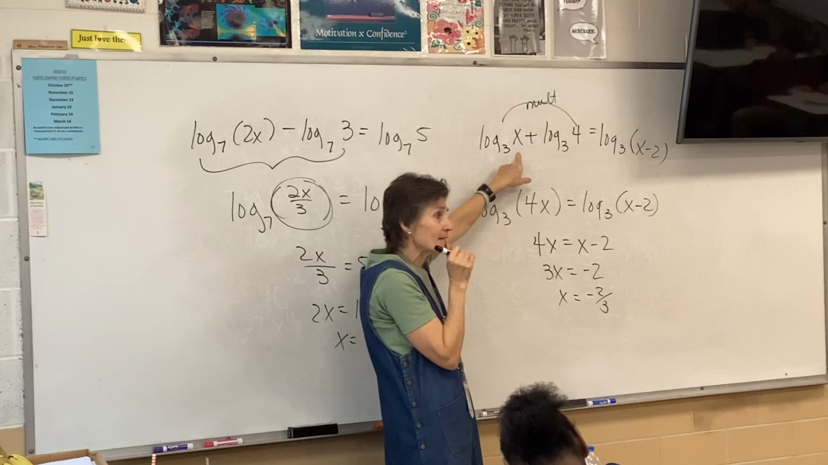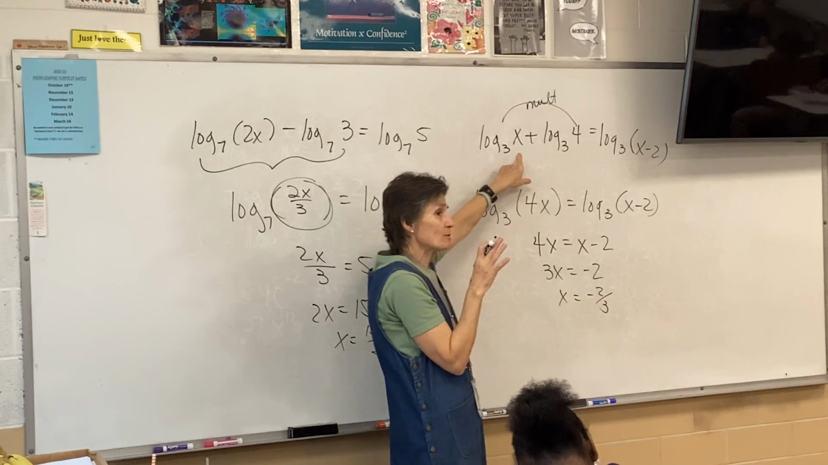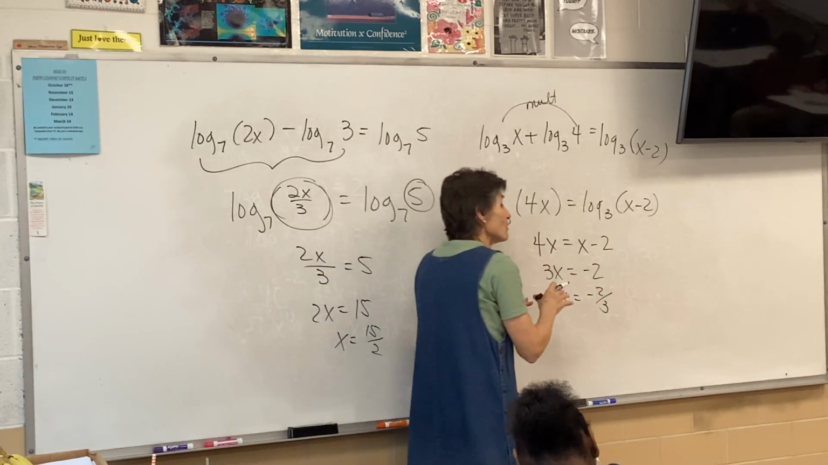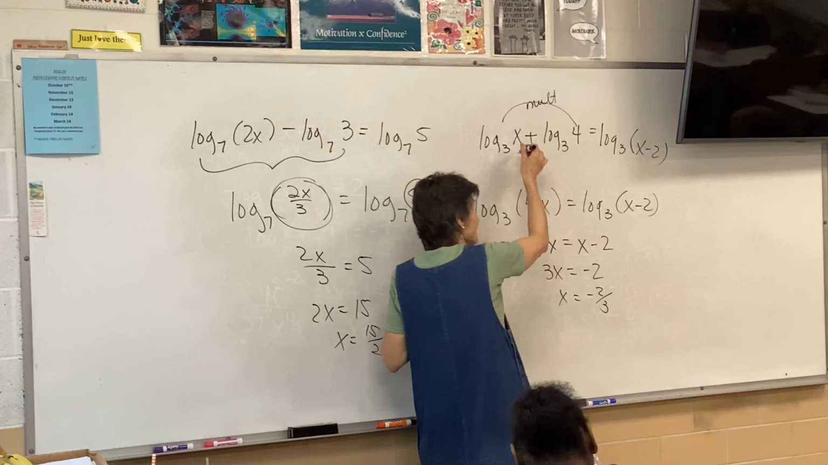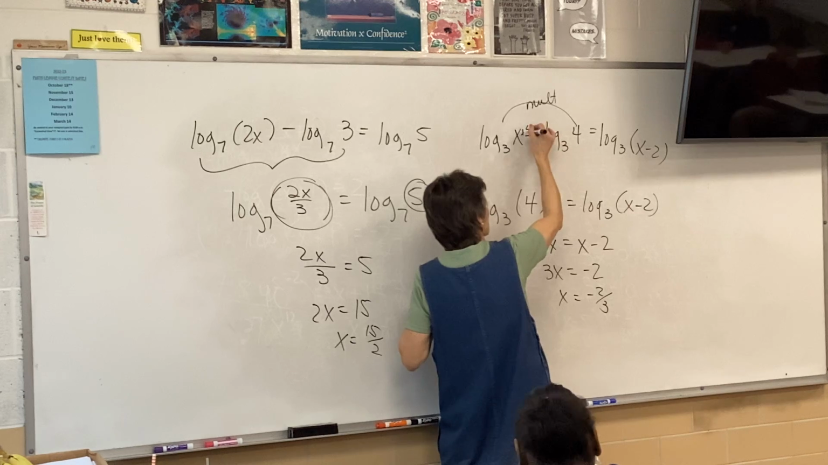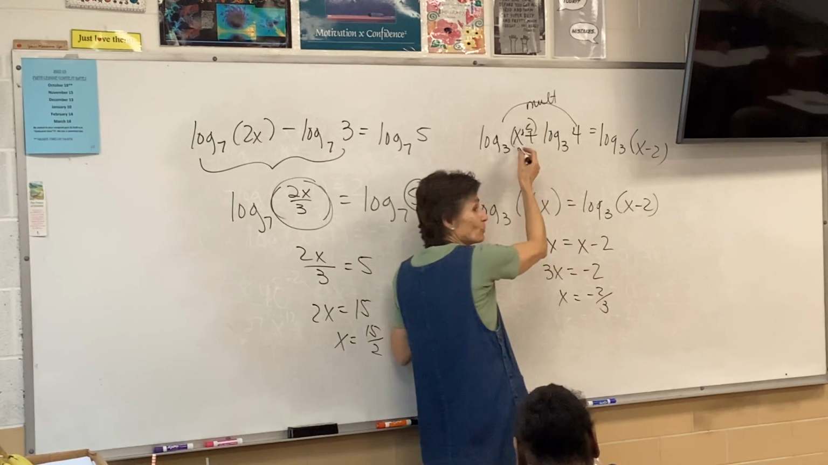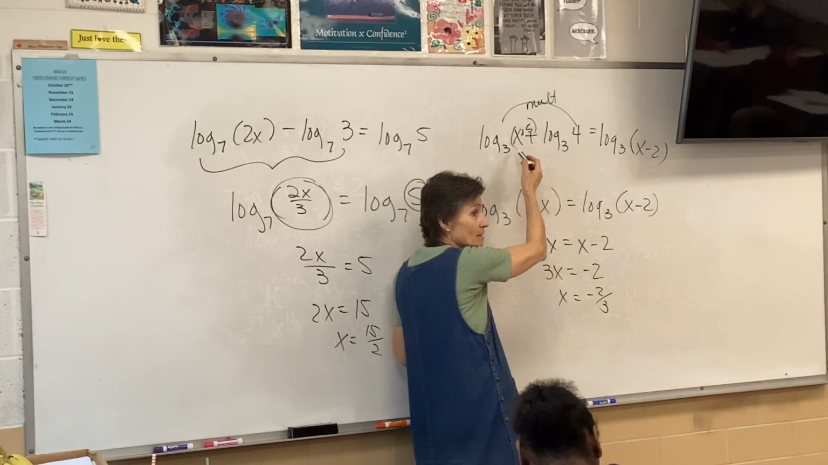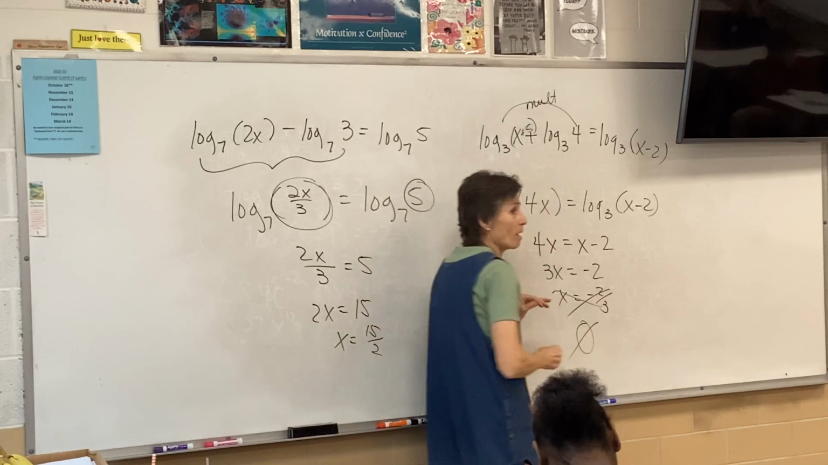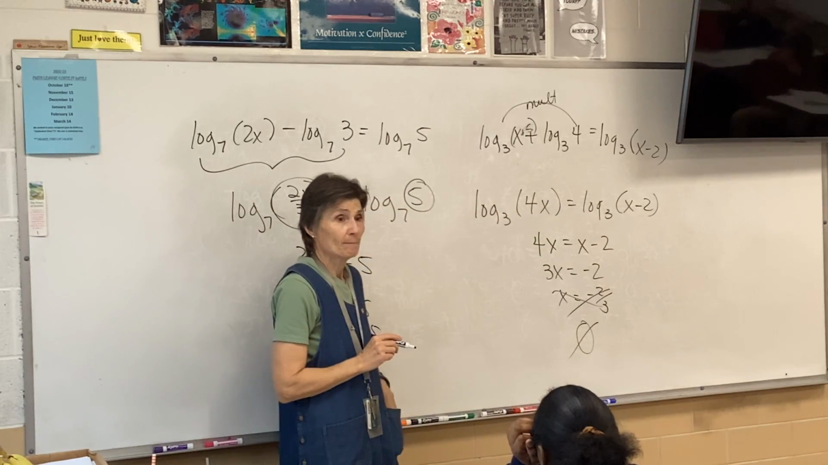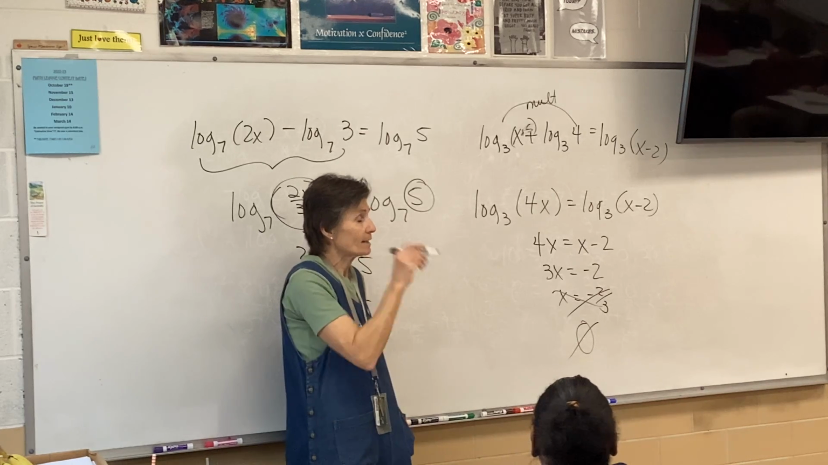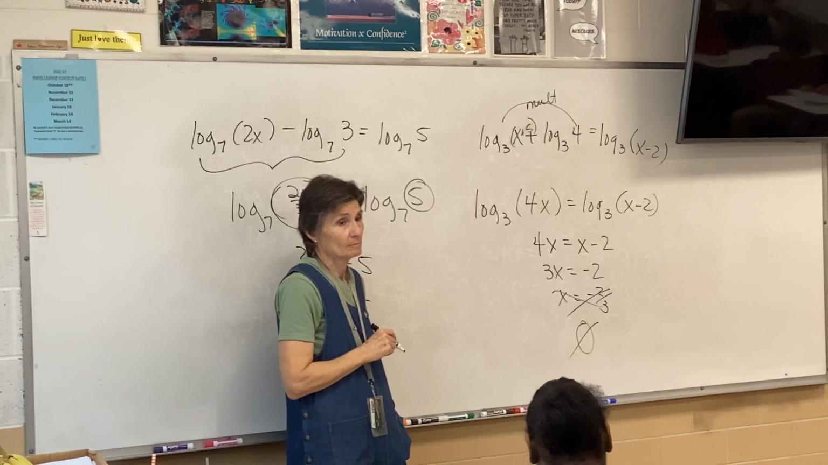No, you can't. Okay, I need to make sure you understand this. I don't just throw out negative numbers. I throw them out if when I put them back in, it means taking the logarithm of a negative. So if this had been x plus 5 here, then negative 2/3 would be okay. But since it's a plain x, negative 2/3 isn't okay. So the answer to this problem is no answer, no solution. You cannot take the logarithm of a negative.